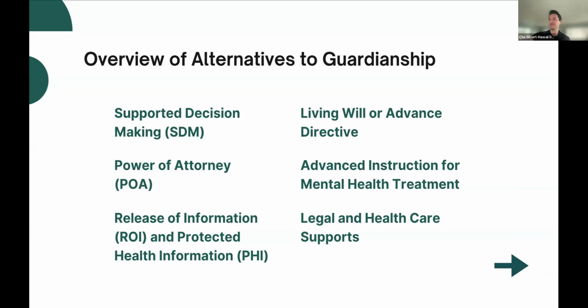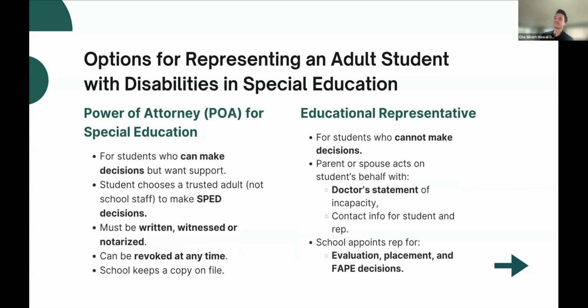We also have living wills or advanced directives. We have advanced instructions for mental health treatment, and we have legal and healthcare supports. Like I said, we're going to go into more detail on all of these.